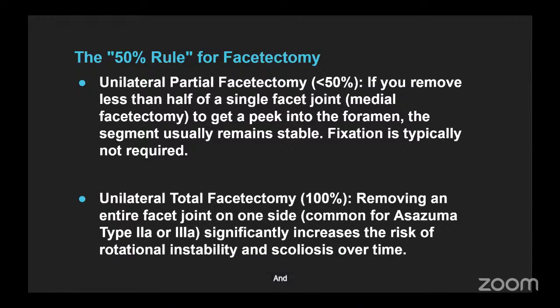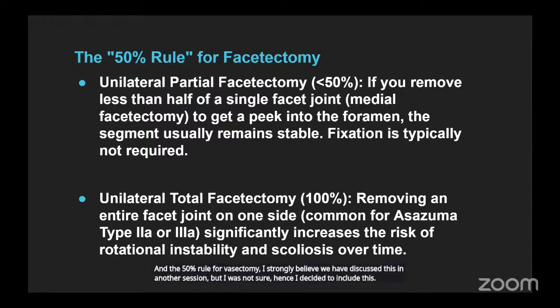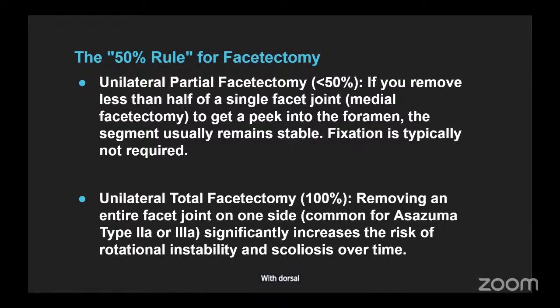And the 50% rule for facetectomy, I strongly believe we have discussed this in another session, but I was not sure, hence I decided to include this. If the partial facetectomy is less than 50%, because the foraminal portion of the lesion was not big enough, then you can get away without the fixation. But if it was a total facetectomy and cervical spine, you are going to need fixation with lateral mass screws. Or if it is lumbar spine, then pedicle screws. With dorsal spine, you can still get away, provided that the rib and the costovertebral junctions are intact.